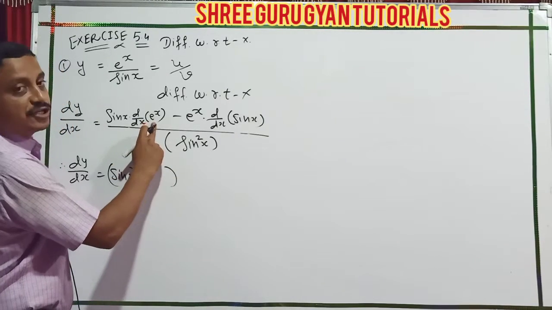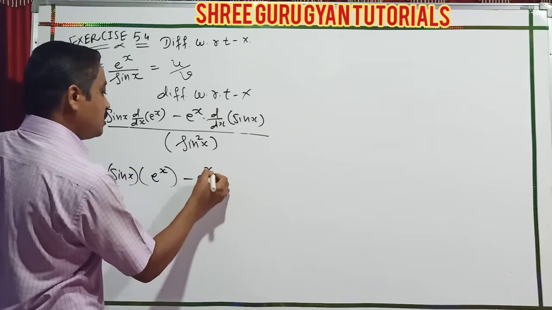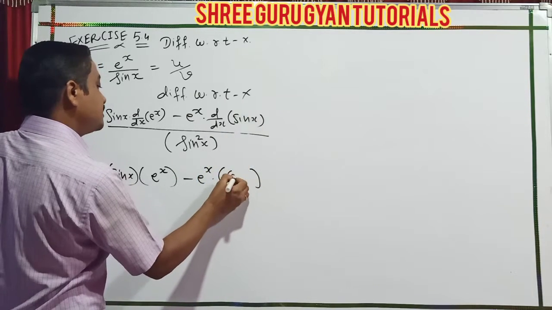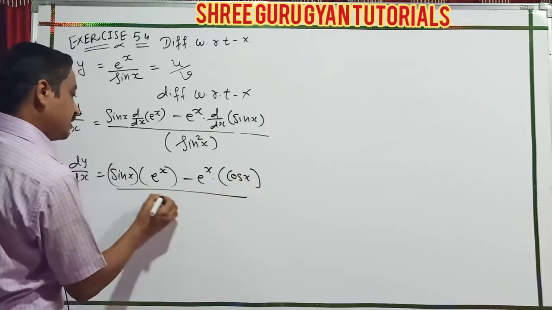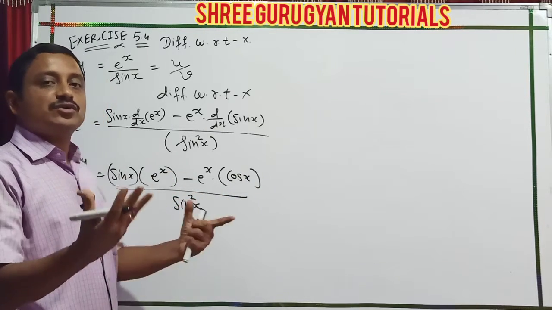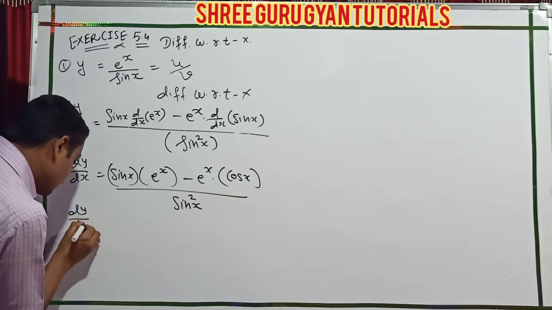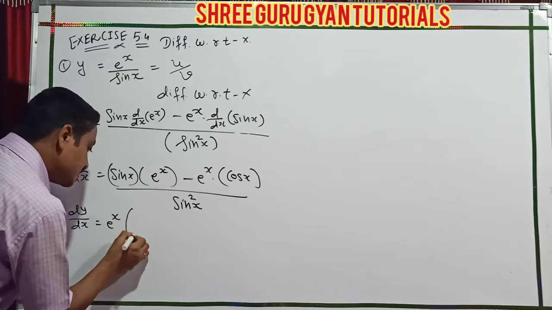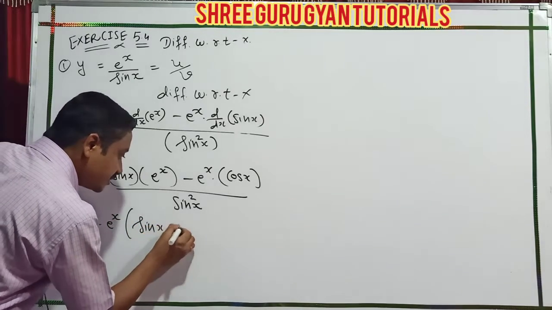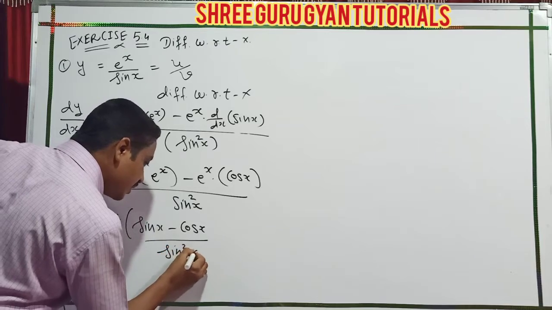What is the derivative of e raised to x? Yes, only e raised to x. Here, what is the derivative of sin x? It is cos x. And the denominator is sin square x as it is. Now students, take out the common factor outside. What is common? e raised to x. My answer is e raised to x times sin x minus cos x by sin square x.